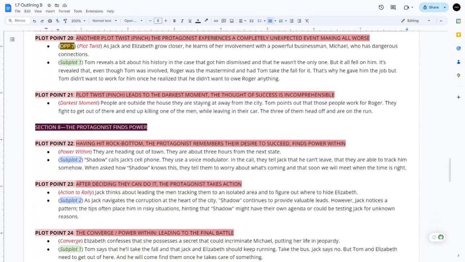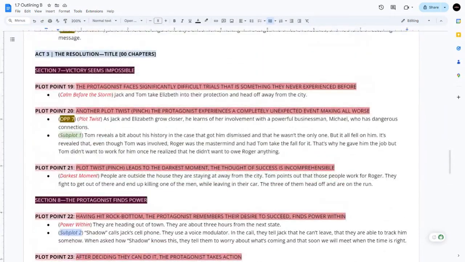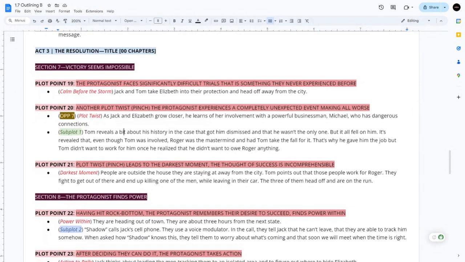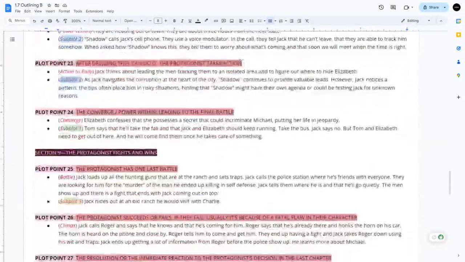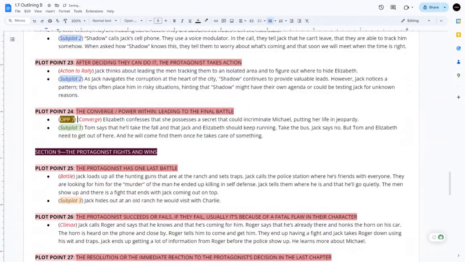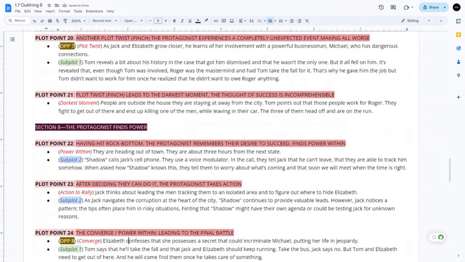Now we've got to figure out plot point 8, which was originally Elizabeth confesses that she possesses a secret that could incriminate Michael and put him in jail for life. So let's go down. Boom. Look how far that is. Great. So that's 1, 2, 3 beats in between. So let's look at those.